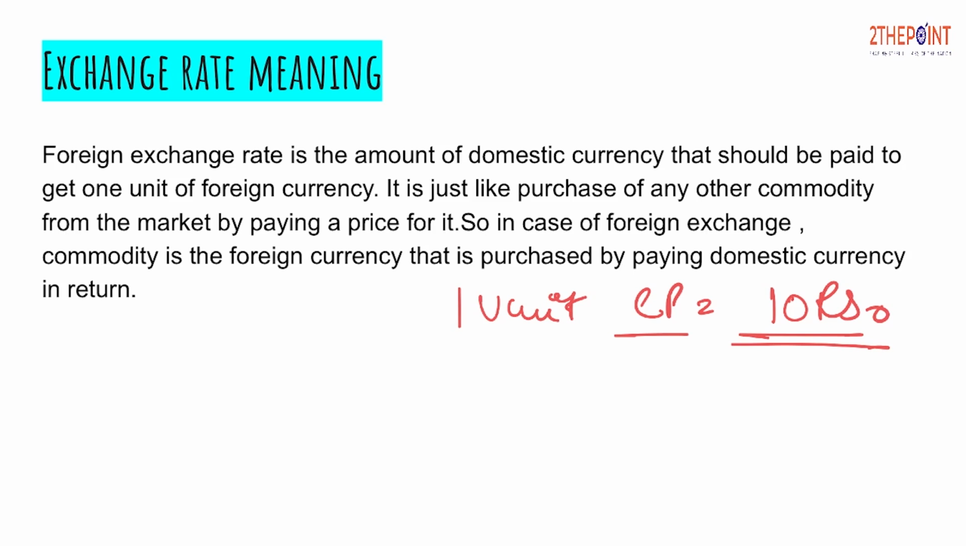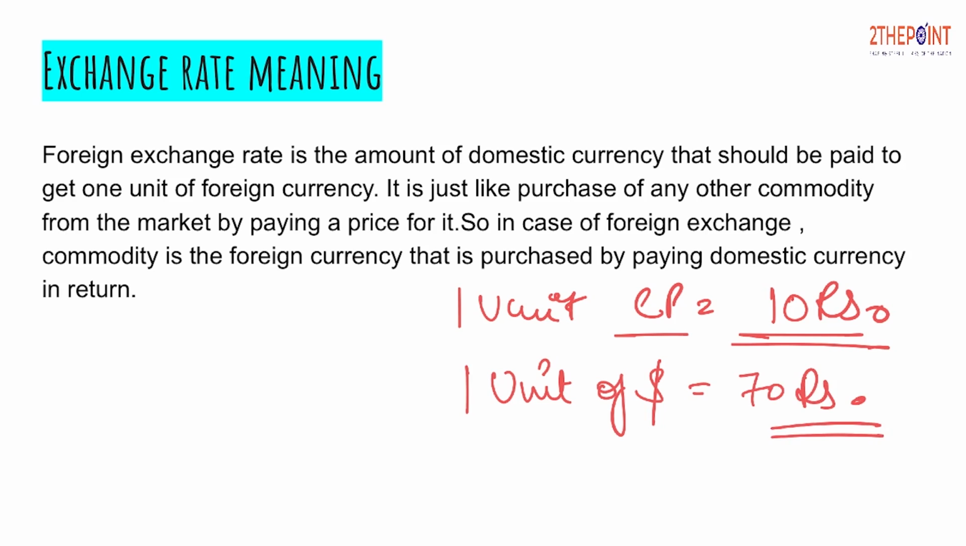The same concept works in the foreign exchange market. In order to buy 1 unit of a foreign currency, here we'll talk about the dollar, how much do you have to pay, or what is the price of $1 in the market? That is 70 rupees, for example. So that forms the exchange rate for the Indian currency with respect to the dollar. We can say $1 is equal to 70 Indian rupees.